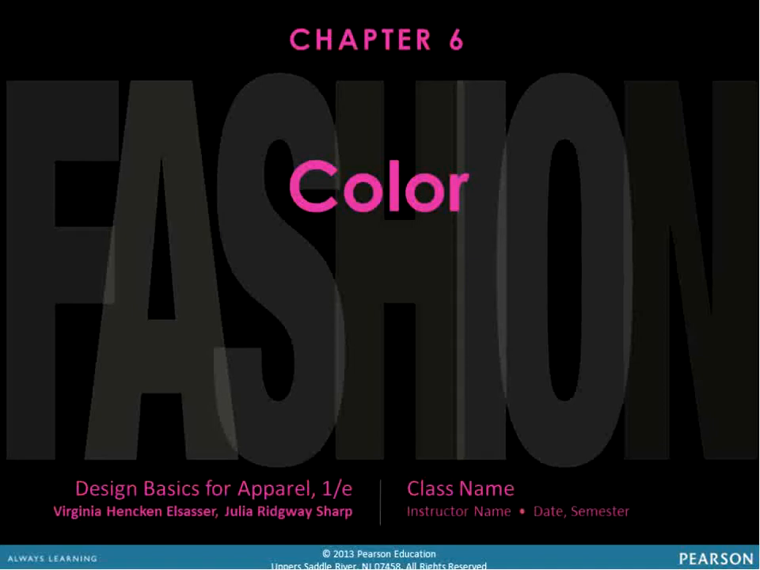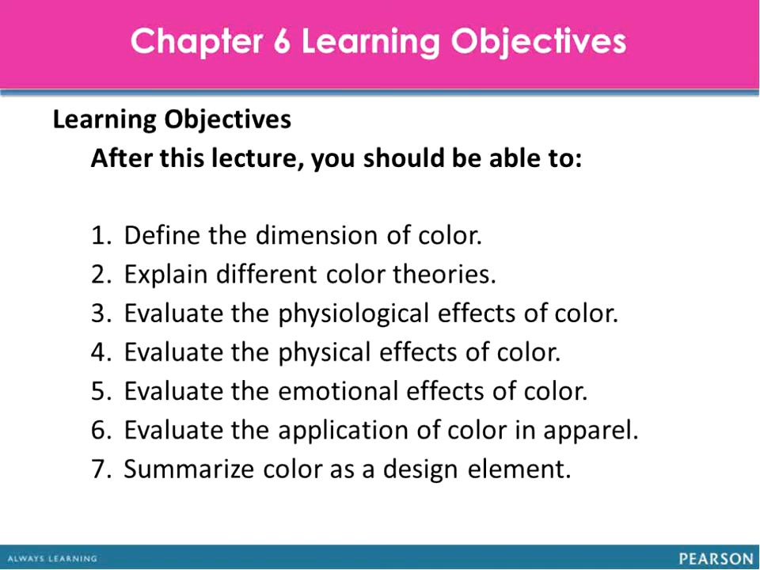We are on chapter 7 in your textbook. This one is about color. And in this, you want to be able to understand the dimension of color, the different types of color theories out there, and understanding the psychological effects of color, the physical effects of color in fashion, the emotional effects of color. They're very closely tied with our psychological effects, the application of color in apparel, and a little bit of color as the design element.